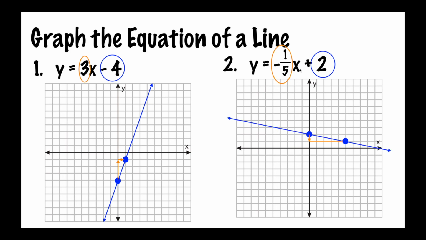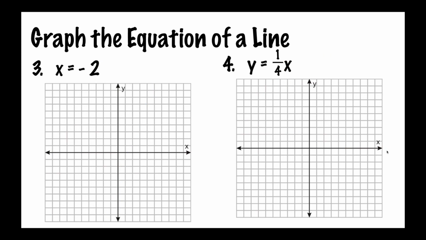Once again, you want to double check before we move on. This is a negative slope, so it should be traveling down as we move from left to right. So we'll try these next 2 examples.